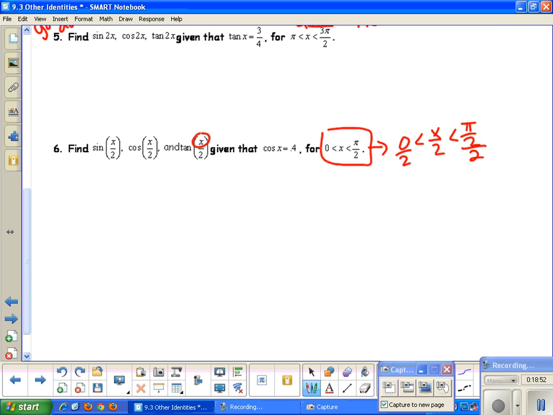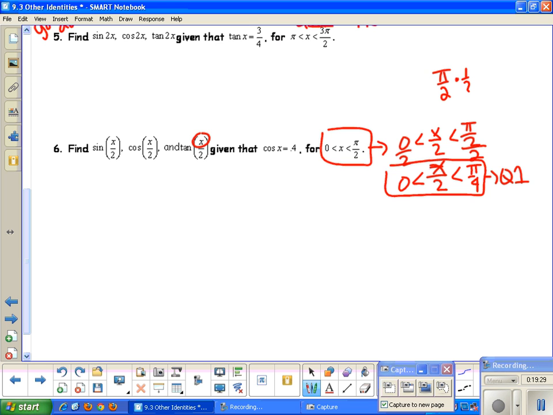So if I do that, I get 0 divided by 2, which is 0, is less than x over 2, which is less than pi over 2 divided by 2, which is the same thing as multiplying by 1/2, which is pi over 4. So notice that x over 2 is in between 0 and pi over 4, so I know that really I'm in quadrant 1 for my sines. So I know that sine, cosine, and tangent are all positive in quadrant 1. So that's the first thing that I would need to do, is figure out what quadrant x over 2 lies in for the first part.